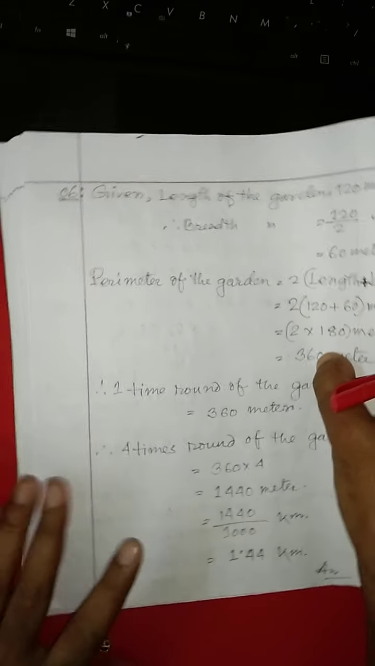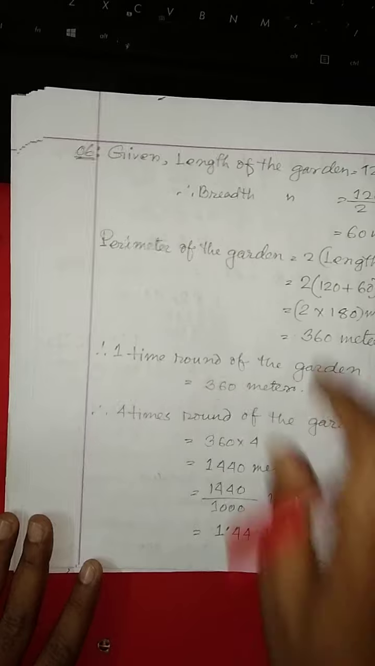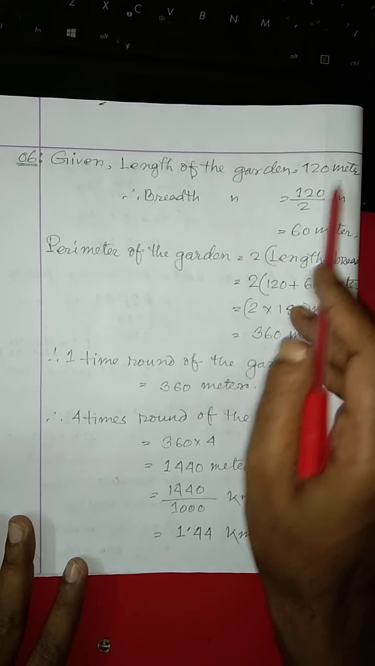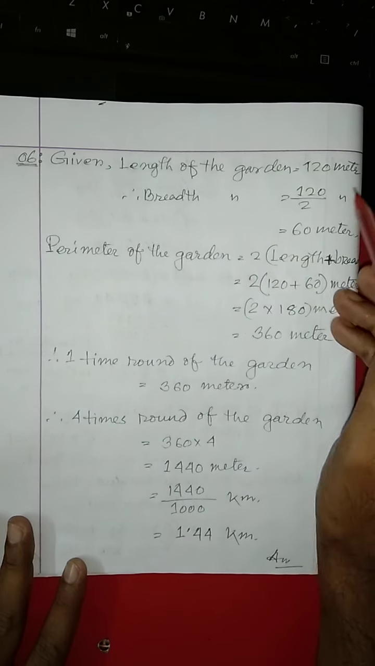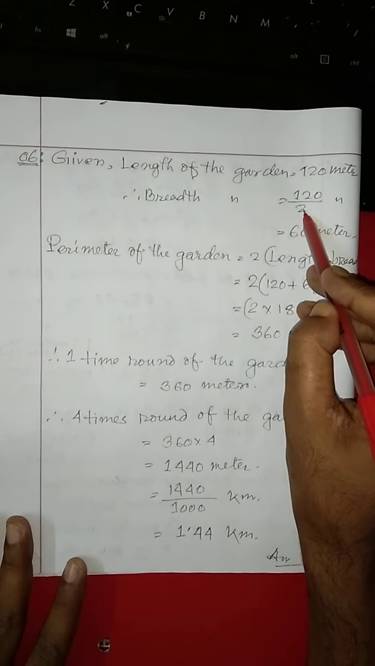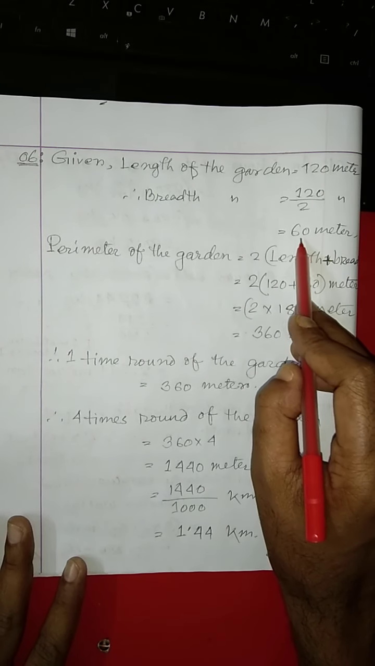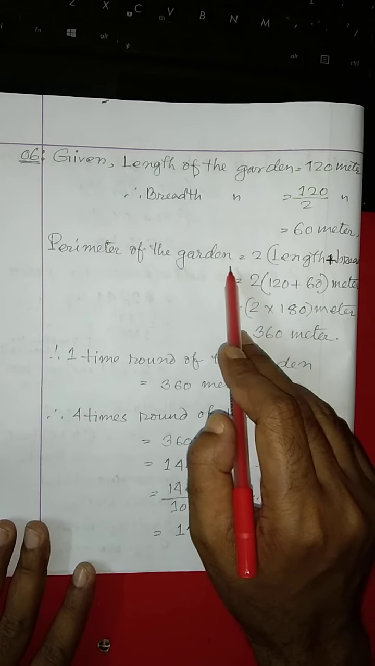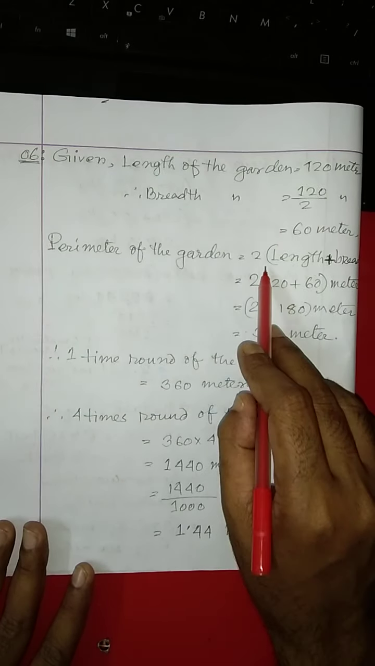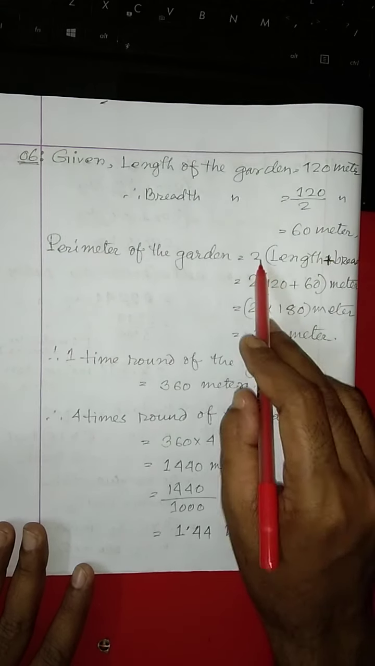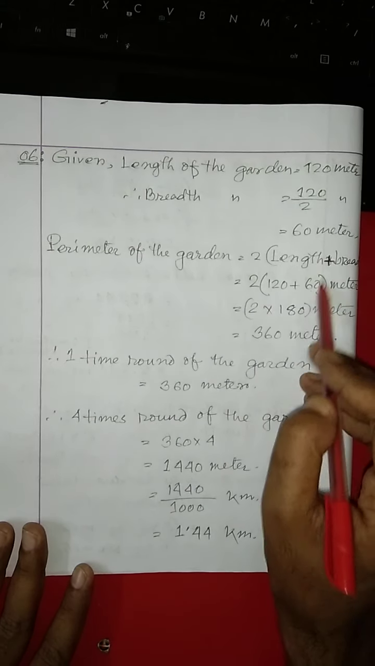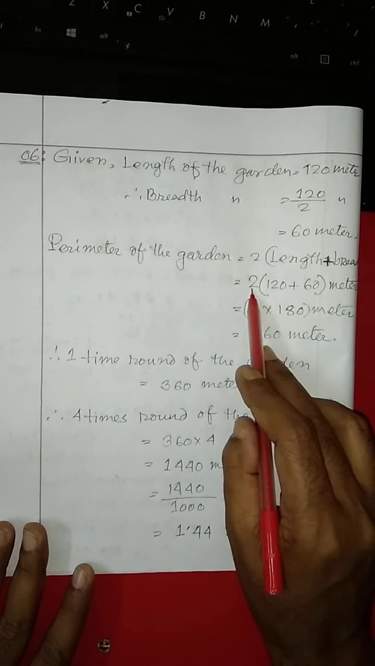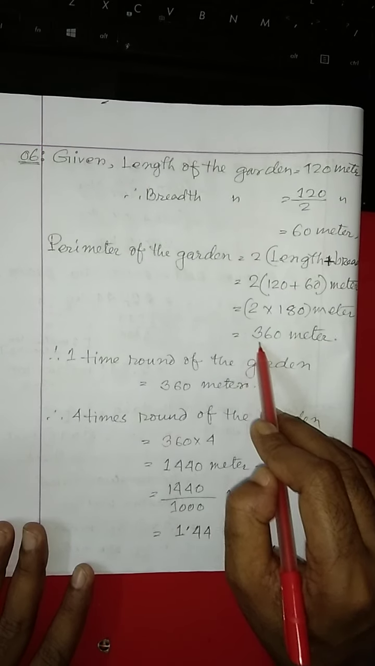Okay, it's quite bigger than the other solution. Given the length of a garden is 120 meters and the breadth is half, that is 120 divided by 2, that is 60 meters. So the perimeter of the garden: we know the formula of perimeter equals 2 into length plus breadth. So length is 120 and breadth is 60. So 2 into 120 plus 60 equals 180. So 2 into 180, here we will get 360 meters.